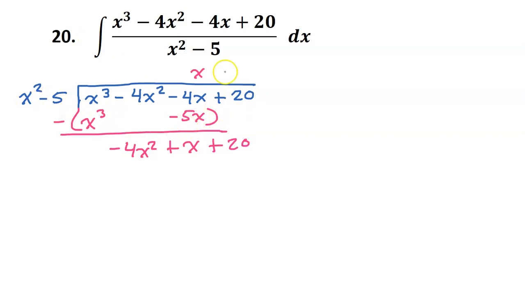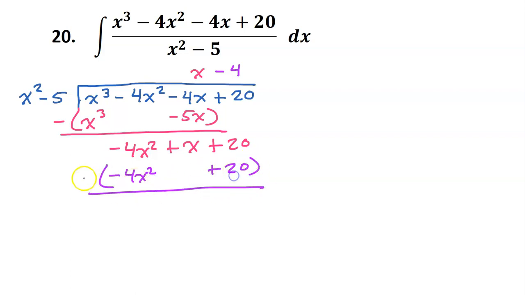So x squared times what will be negative 4x squared? Well, that's negative 4. Take your negative 4 and do the distributive property. So negative 4 times x squared is negative 4x squared. Negative 4 times negative 5 is positive 20. And then you subtract. So these cancel each other out. No like terms here, so I just bring down the x. 20 minus 20 is 0. So I just have x.